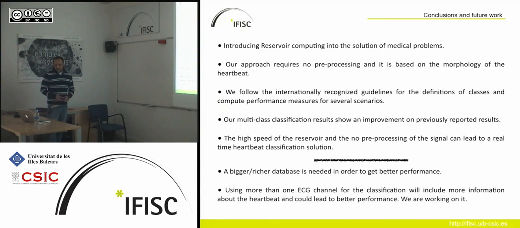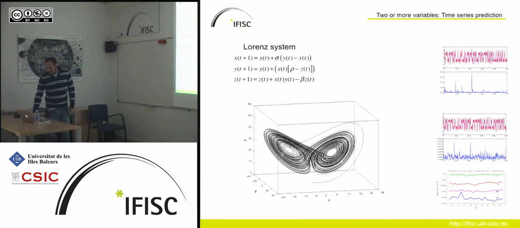And I mentioned that the database has 2 channels. So we think that we can use the second channel in order to improve our performance. To do this, I'm going to show just a short example of the things we're doing now in this direction. Let me introduce this. We are using the Lorenz system.